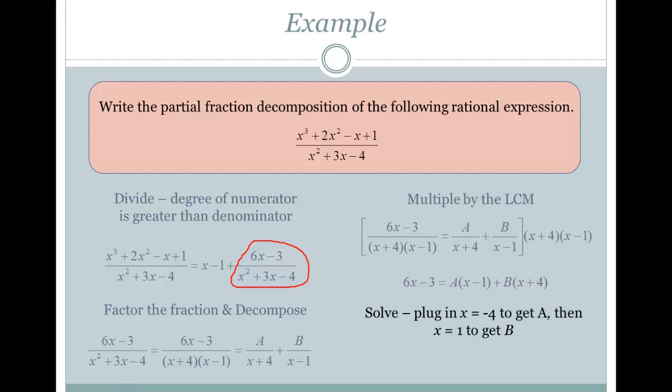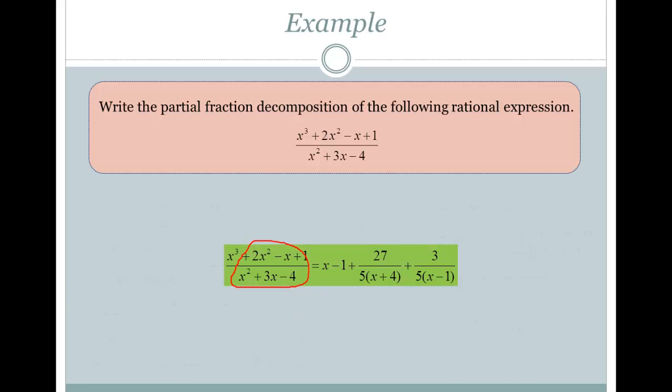Okay, and if you do that, you guys should be able to do that. You get a is equal to 27/5 and b is equal to 3/5. Not the greatest numbers, but you guys should be able to show that. Final step is, again, we've got to bring that x minus 1 term back. So it's x minus 1 plus 27 over 5, x plus 4, plus 3 over 5 times x minus 1. So there's the partial fraction decomposition of that term right there.